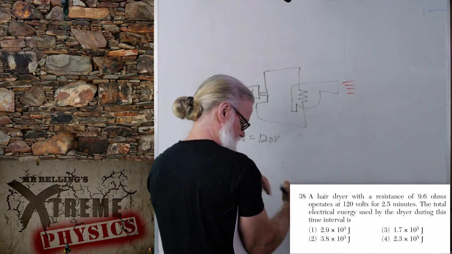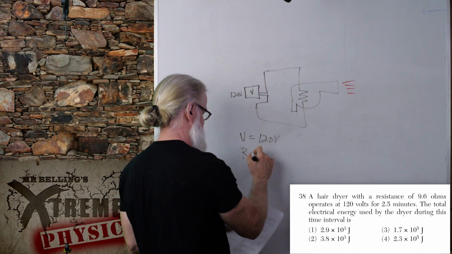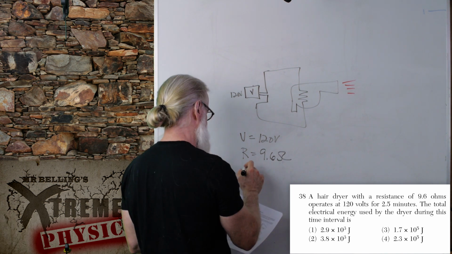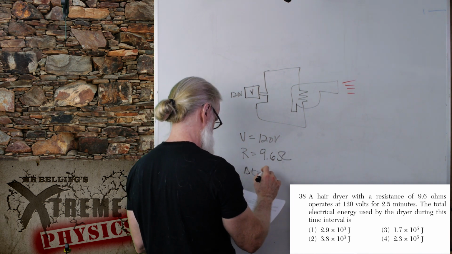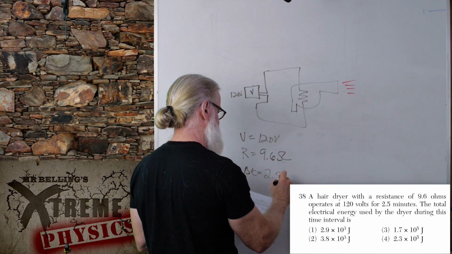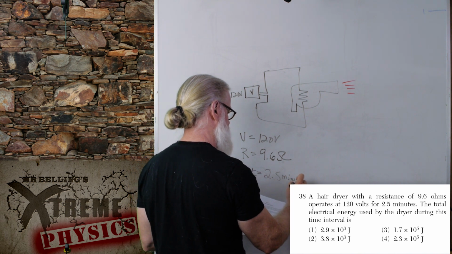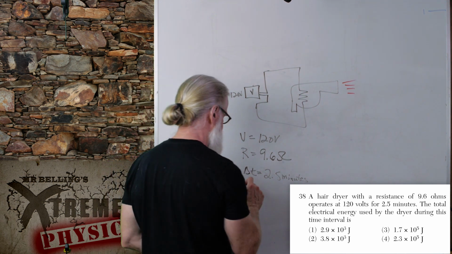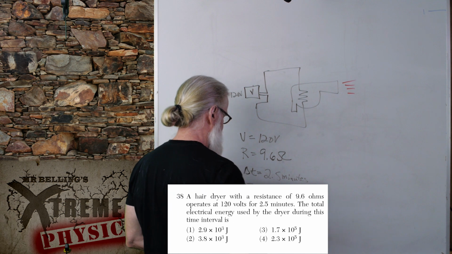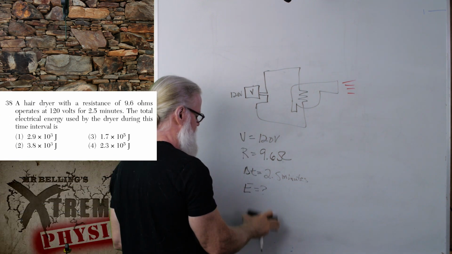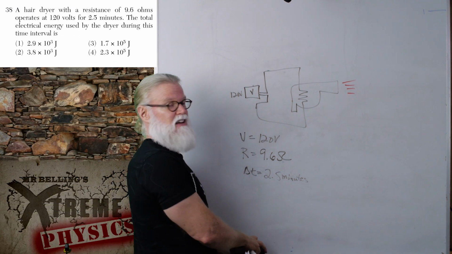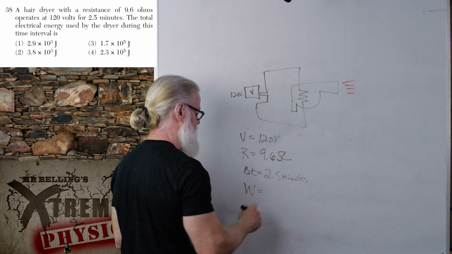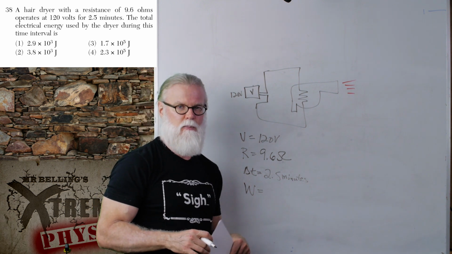120 volts. What else do they tell us? The resistance of the hairdryer is 9.6 ohms, and it's going to operate for 2.5 minutes. All right, we're going to have to do a unit conversion. Let's do that right away, because we're going to need to know the electrical energy, E. Now, we don't use E here. Usually we use W, because for electricity, E is reserved for electric field, right? So we use W, work, which is the generic representation of energy.